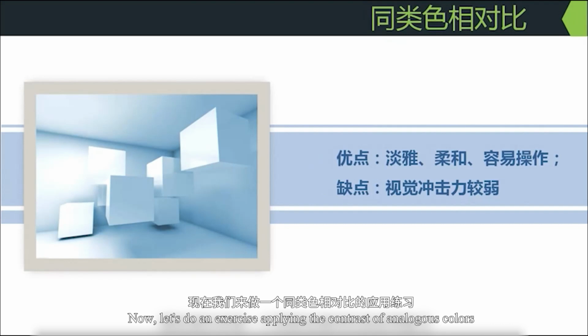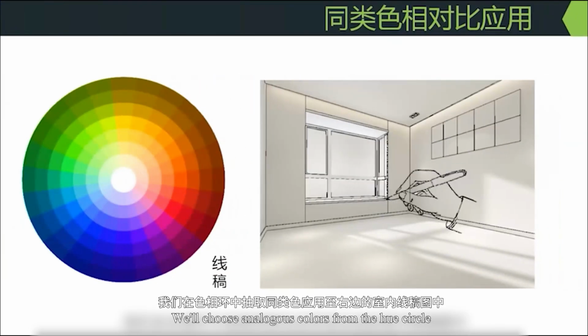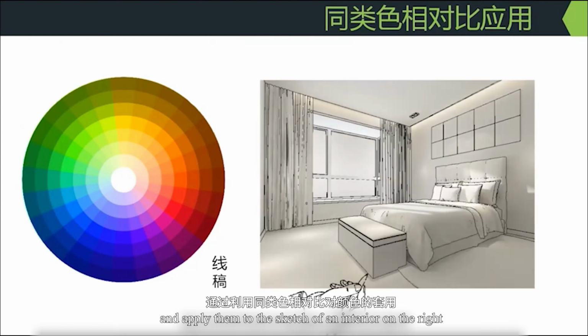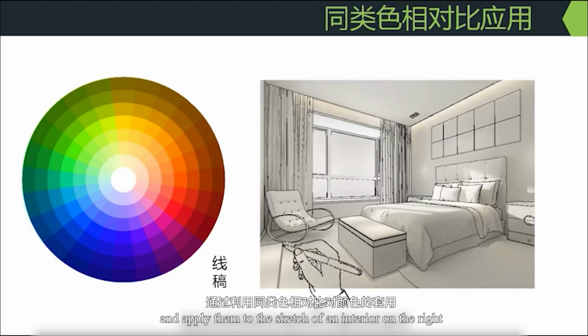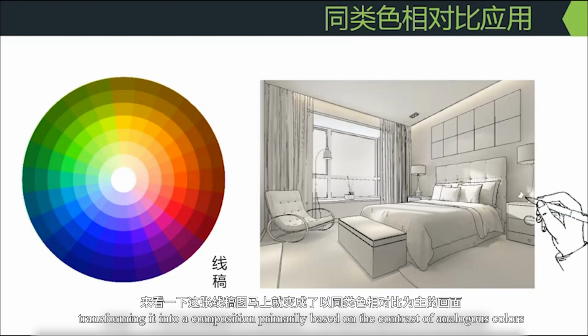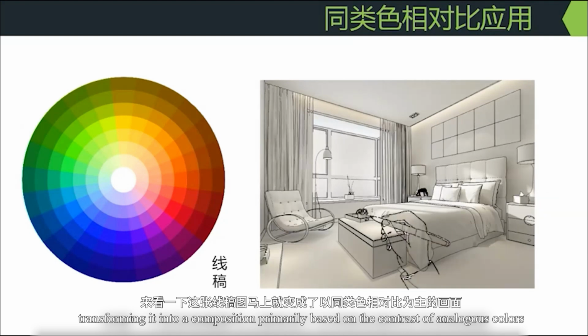Now let's do an exercise applying the contrast of analogous colors. We will choose analogous colors from the hue circle and apply them to the sketch of an interior on the right, transforming it into a composition primarily based on the contrast of analogous colors.